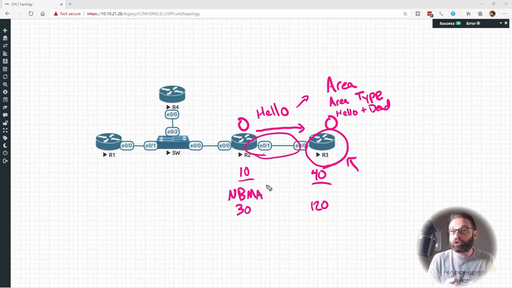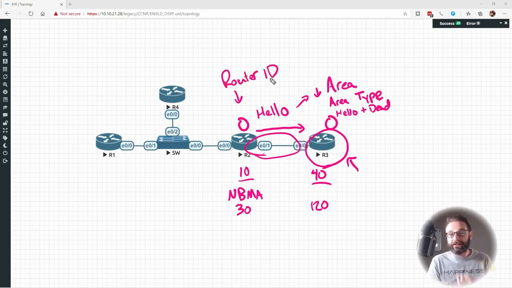Now, there are some things that should not match as well within the hello packet. Each router, when a neighbor adjacency is coming to life, has to uniquely identify itself to the world. This is using something called a router ID. And the router ID can come from 3 different places, and this is very critical to understand. The first thing is that we can explicitly set the router ID on our router.